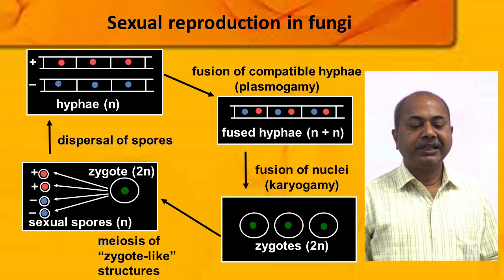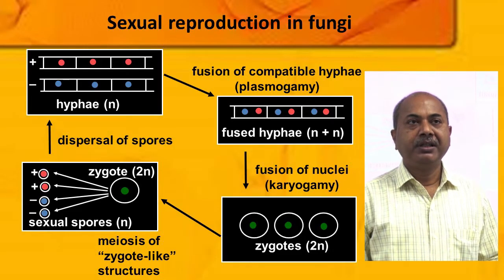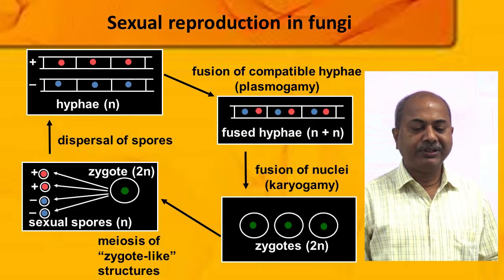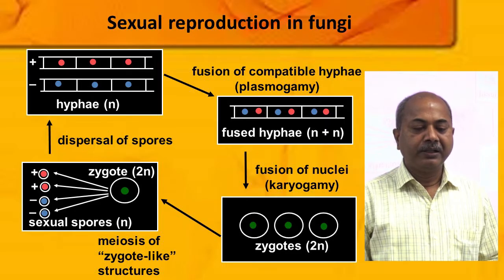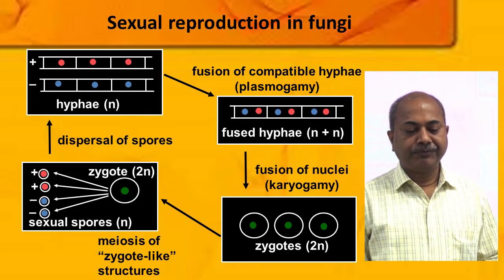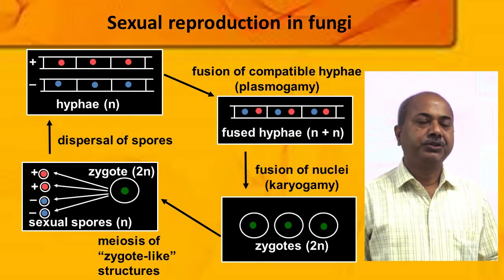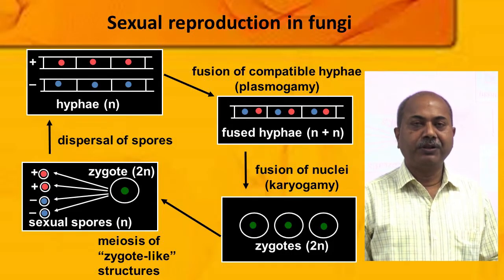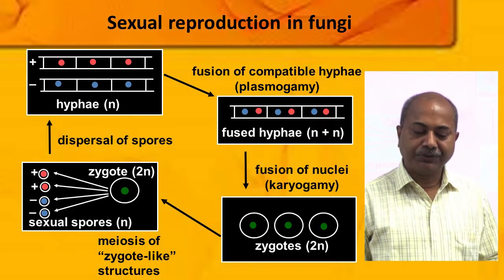So in many cases, after plasmogamy and karyogamy, meiosis occurs in lower fungi, while in higher fungi, in the case of basidiomycetes, an extended dikaryotic phase occurs, and meiosis occurs later in the fused hyphae, and the dikaryotic phase remains for long, so it is known as the extended dikaryotic phase in basidiomycetes.